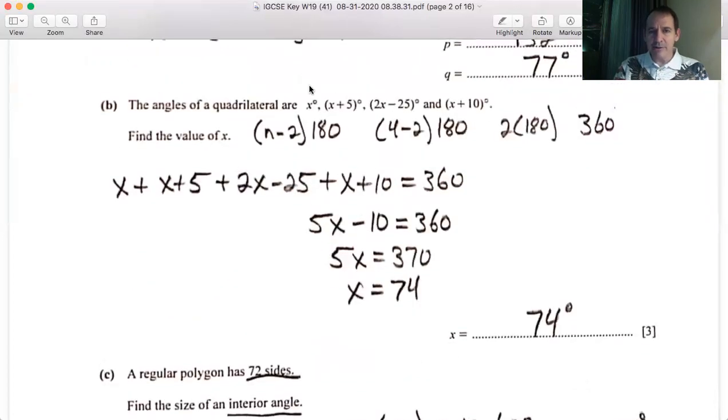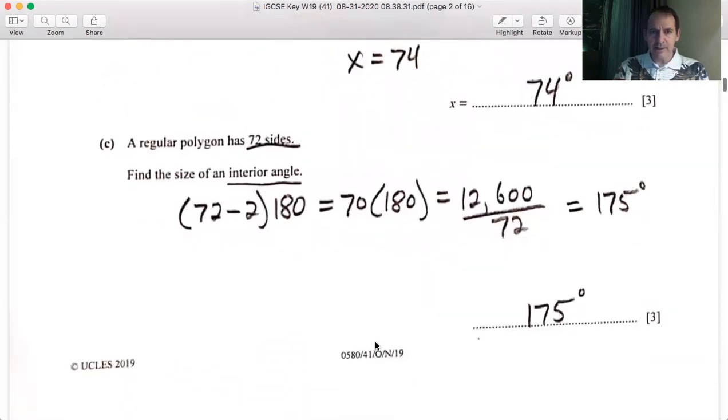The angles of a quadrilateral are x plus 5, 2x minus 25, and x plus 10. Well, let's see how many degrees should be in a quadrilateral. So we use the interior angle formula, which is n minus 2 times 180, where n is the number of sides. It's a quadrilateral, so there's 4 sides. 4 minus 2 is 2, times 180 is 360. So 360 is the total of the interior angles. So x plus 5 plus 2x minus 25 plus x plus 10 should equal 360. Combine like terms: 5x minus 10 equals 360. Divide by 5, x equals 74 degrees.